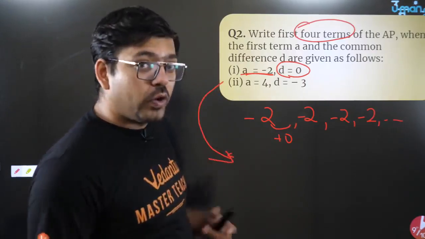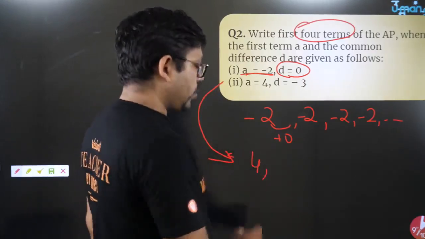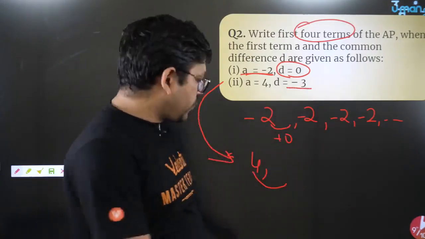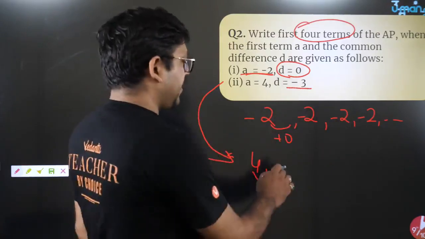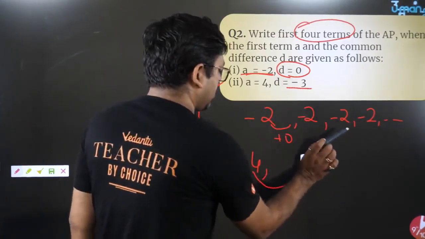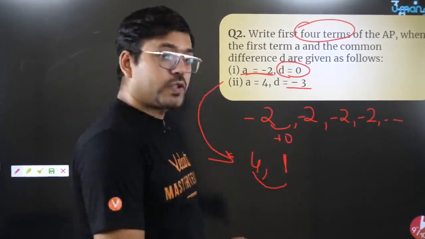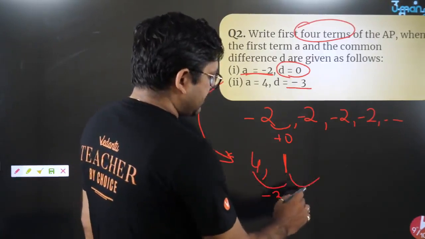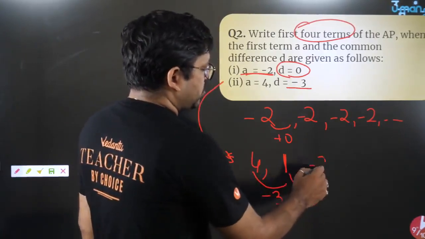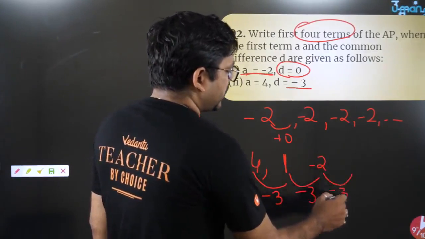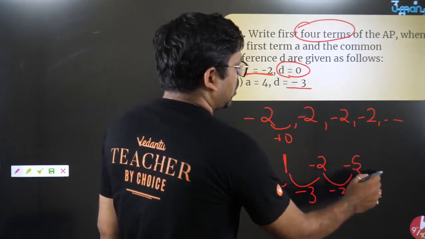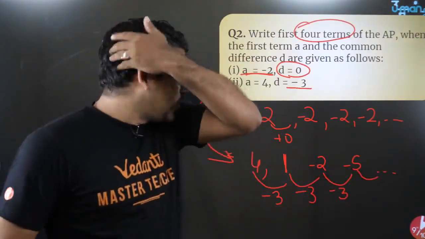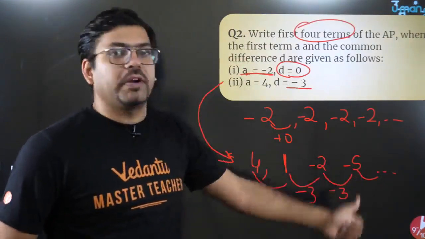So for the second one, what we would do, first term is 4. Then you would add this common difference, minus 3. So 4 minus 3, what would happen? It would be plus 1, because 4 and then minus 3, 4 minus 3 is 1. Then again in 1 you will do minus 3. So 1 minus 3 is minus 2. Again in minus 2 you would do minus 3. So that would be minus 5 and so on. So you have got the first 4 terms here as well, isn't it? So we got 4, 1, minus 2, minus 5.